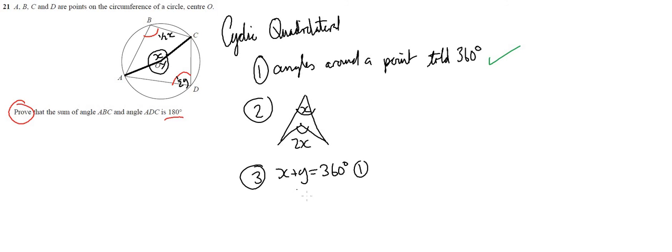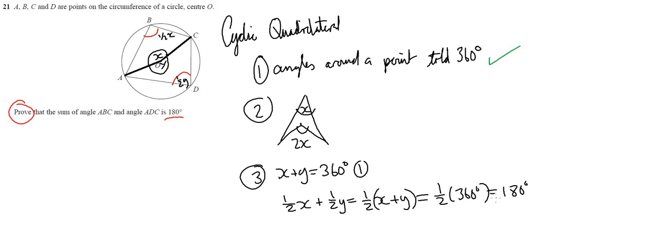because of 1. And I know that a half of x, which is part of our center, plus a half of y must be equal to a half of x plus y, because that's just factorizing. So that's equal to a half of 360 degrees, which we all know is 180 degrees. Okay, and that is proved.